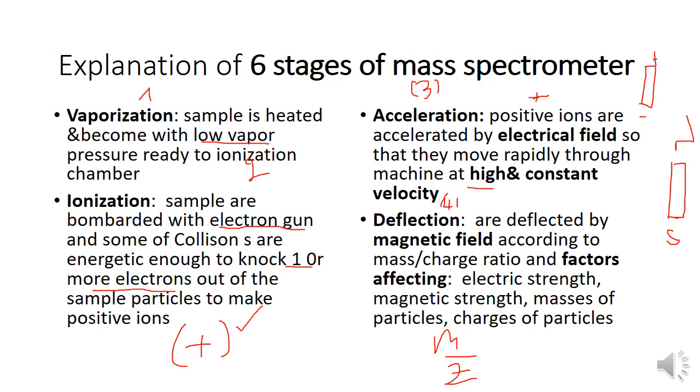Also here we have the factors that depend on deflection. What are they? We have the electrical field strength, magnetic field strength, mass of particles, and charges of particles. With a stronger electrical field, the deflection is faster. With a stronger magnetic field, the deflection is faster. About mass and charge, a particle with a very small mass is deflected quickly and is the most deflected. A particle with a large mass is the least deflected.